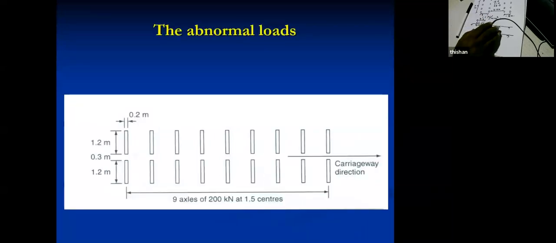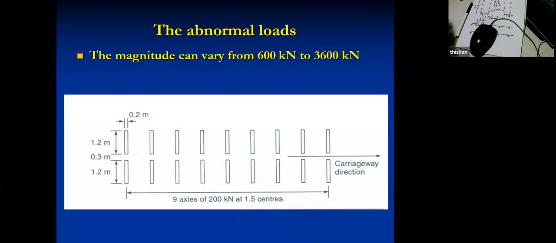Then you can have the abnormal load, and you can see 9 axles, 200 kilonewtons each at 1.5 meter spacing. This gives a total of 1,800 kilonewtons, so 180 tons. And it can actually vary between 600 kilonewtons, going up to 3,600 kilonewtons. If you refer to the Eurocode, it allows you to consider different HB type loading depending on the type of highway.